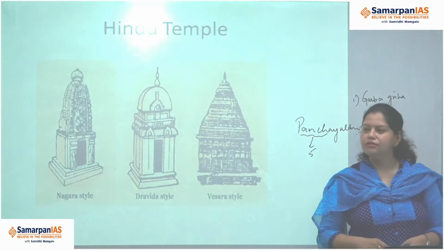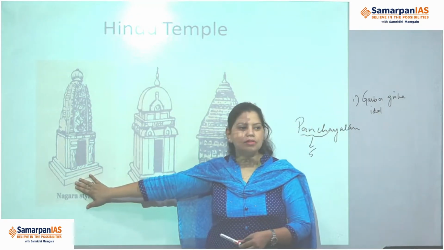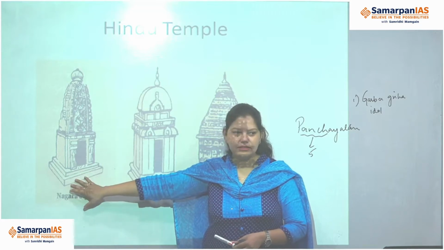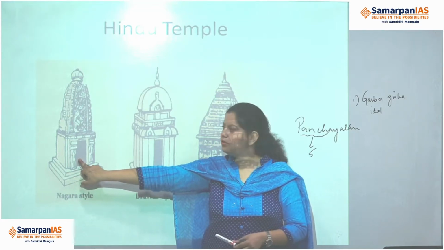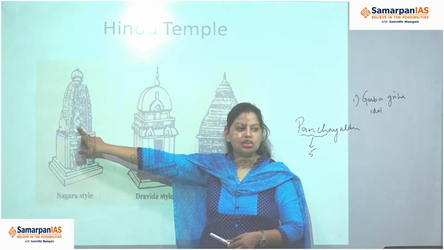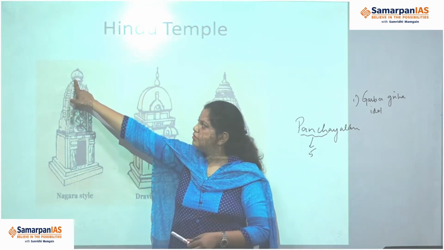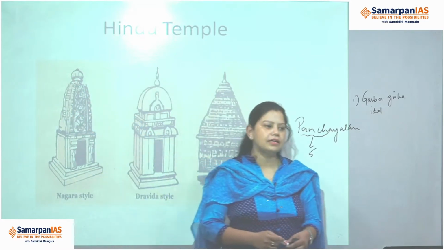We discussed some of the features of the Nagar style. So this is a Nagar style temple, or the North Indian temple that we generally see in North India. This is the Garbhagriha. This is the Shikhar. And below the Kalash there is a disc which is known as Amlak.